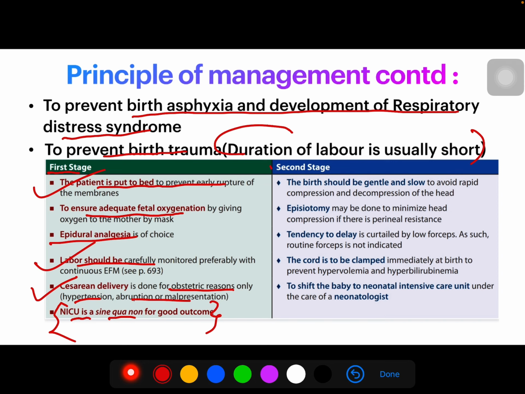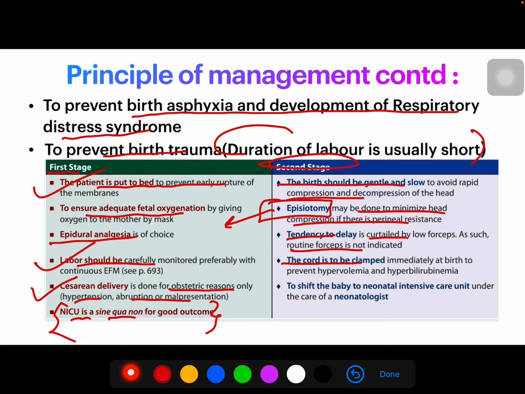For the second stage, the birth should be gentle and slow to avoid rapid compression and decompression of the head. Episiotomy may be done to minimize head compression if there is perineal resistance, which I have already talked about in the video on episiotomy, which you can watch also. The tendency to delay is curtailed by low forceps, though routine forceps is not indicated. For the forceps, we have also made a video, you can watch.